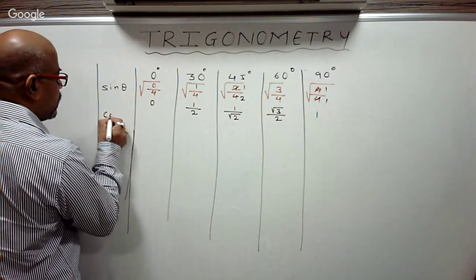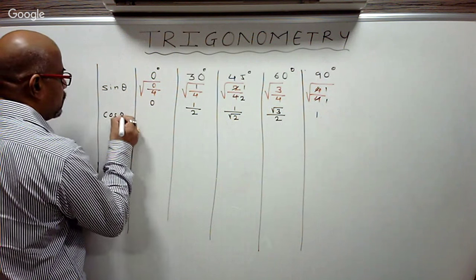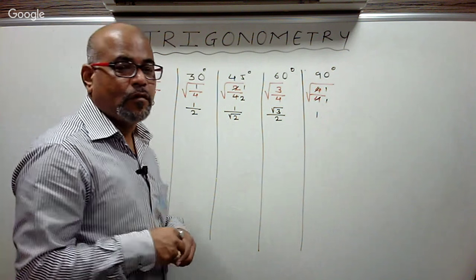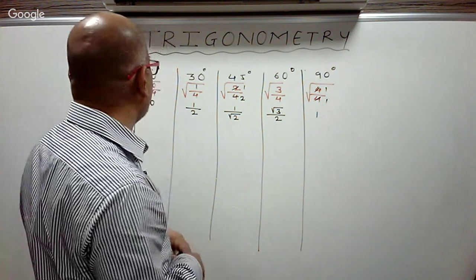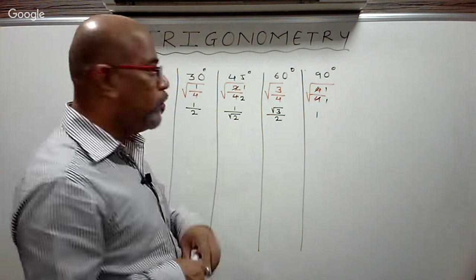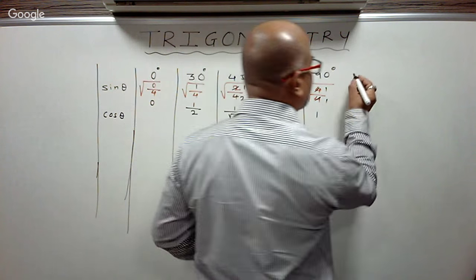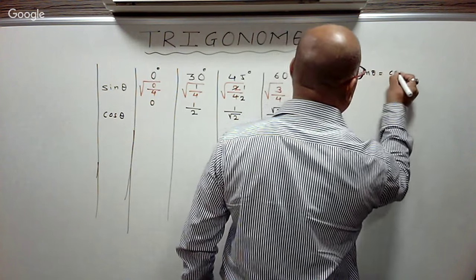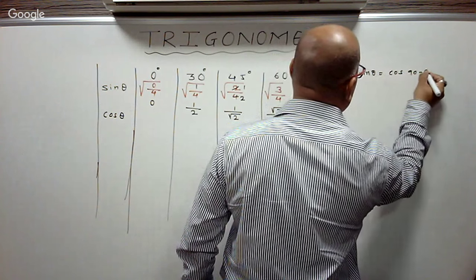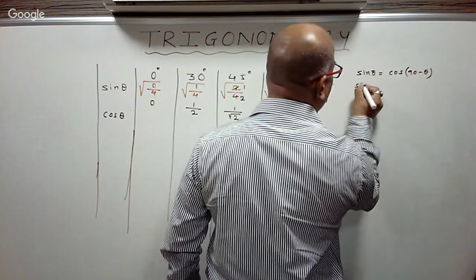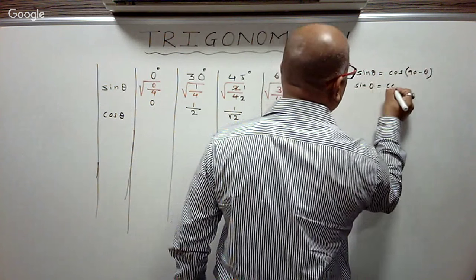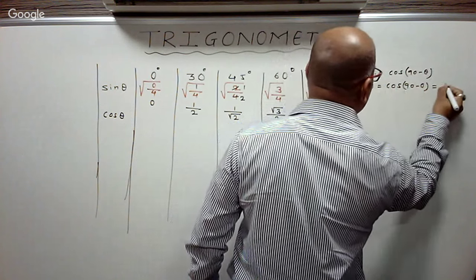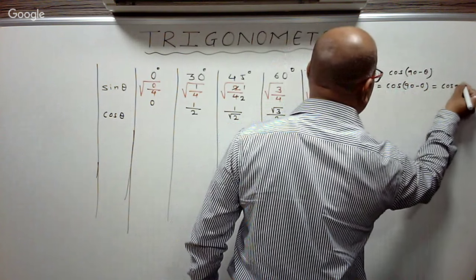Now, the next ratio is cos theta. For cos theta, I am going to explain one formula here. We already saw that sin theta equals cos 90 minus theta. Therefore, sin 0 equals cos 90 minus 0. That gives you cos 90 degree.